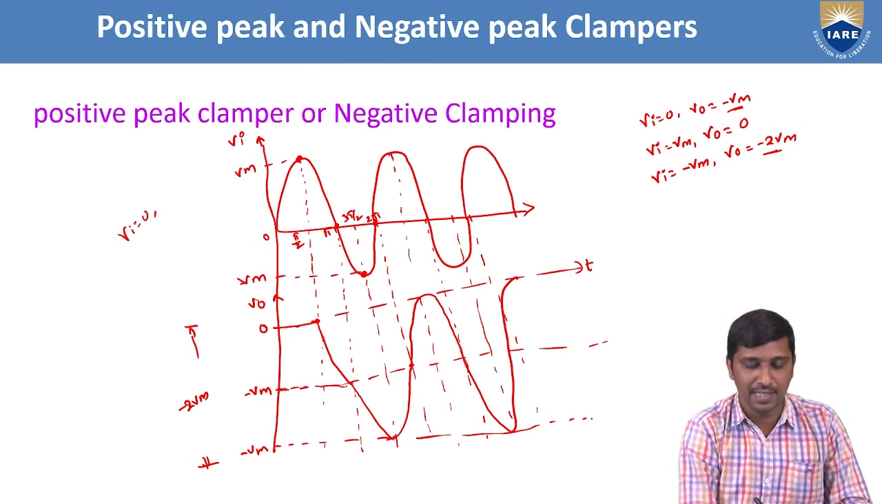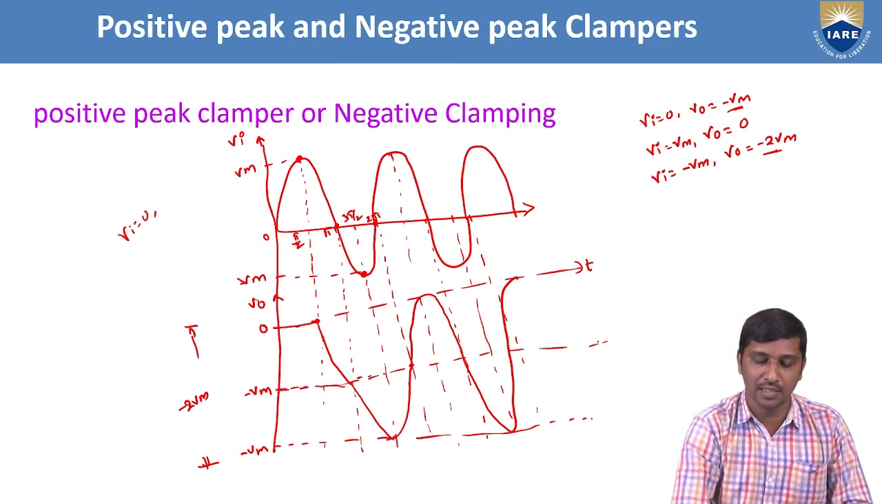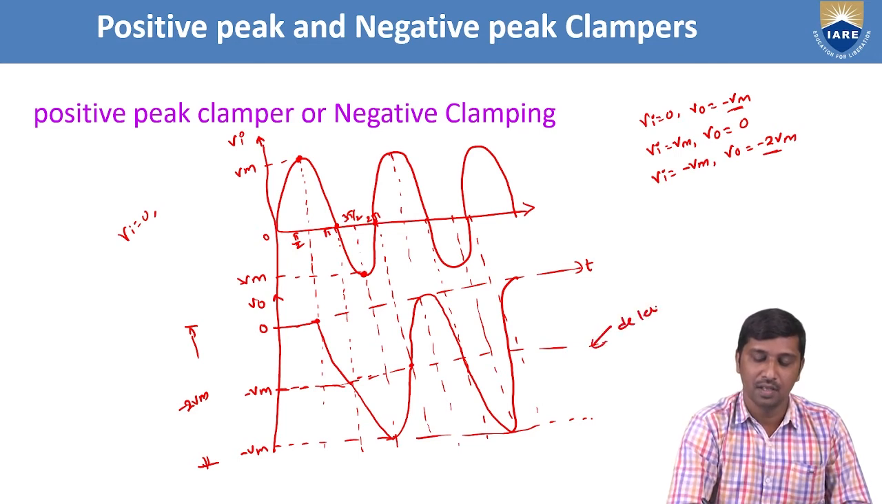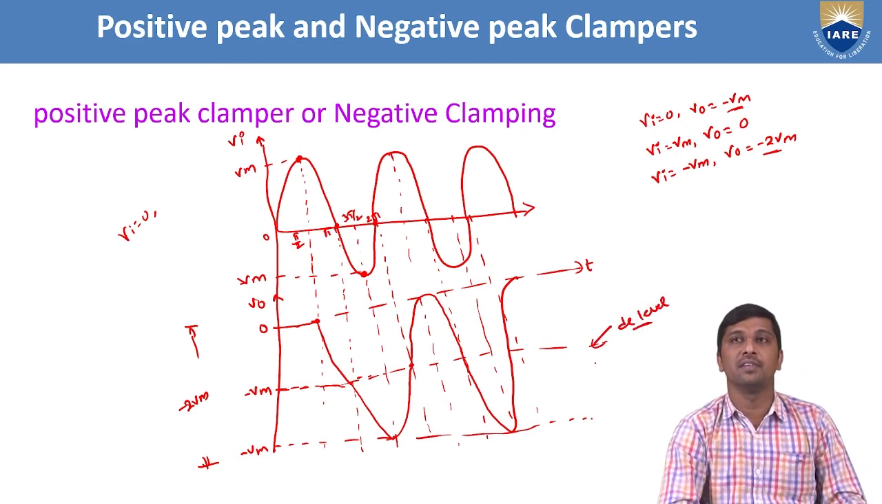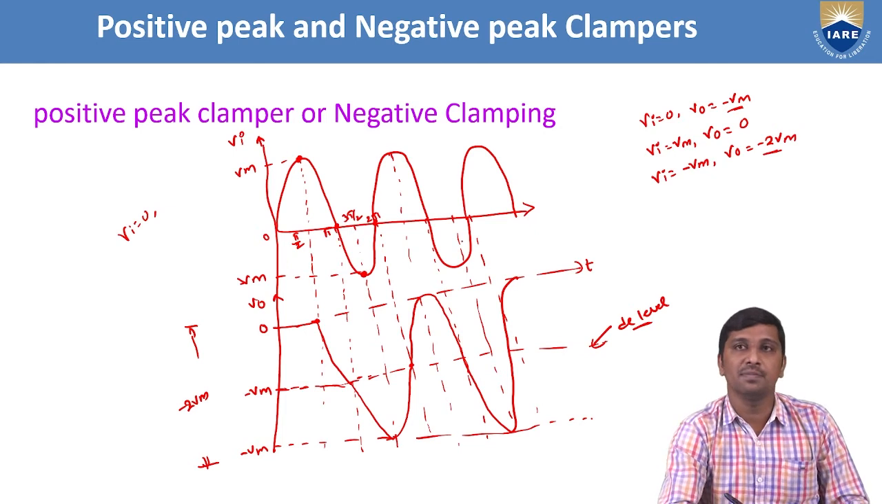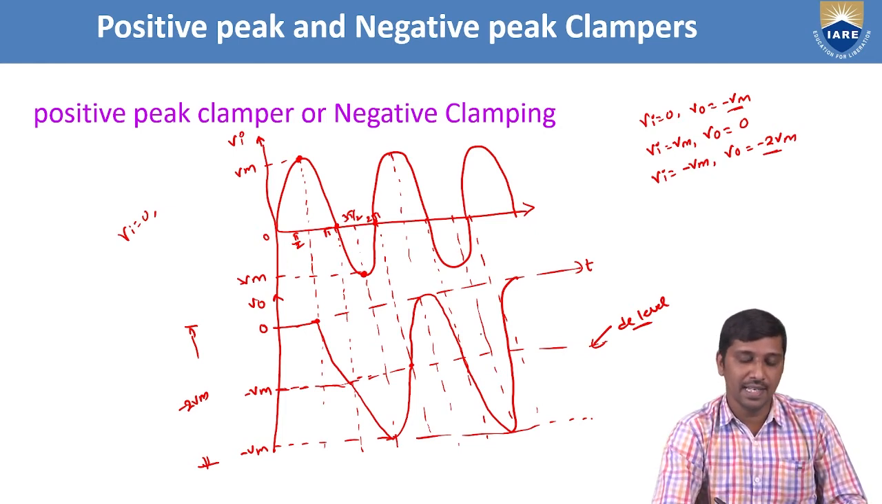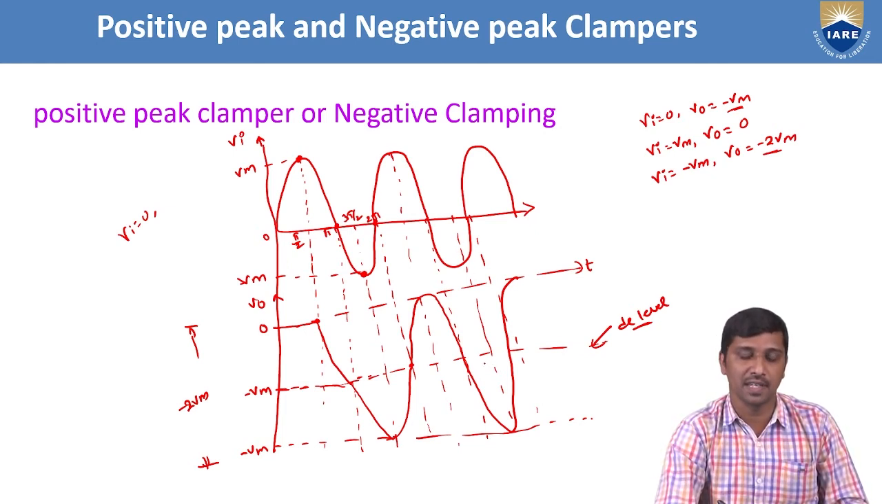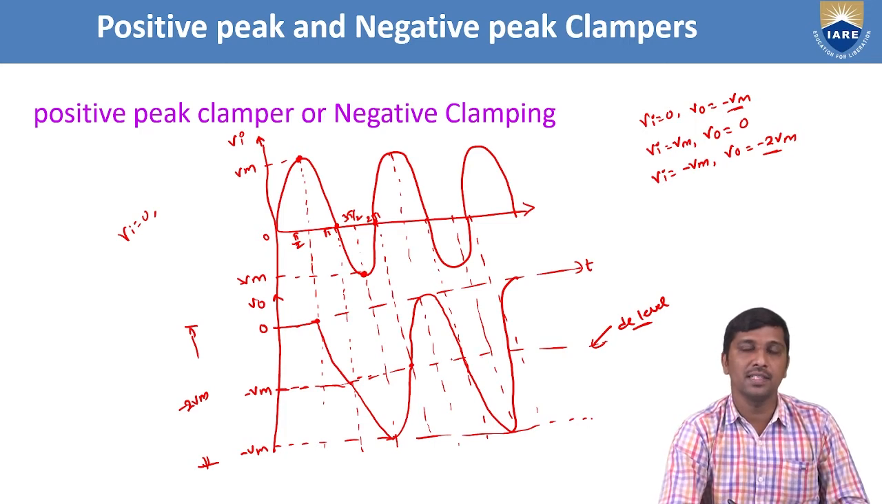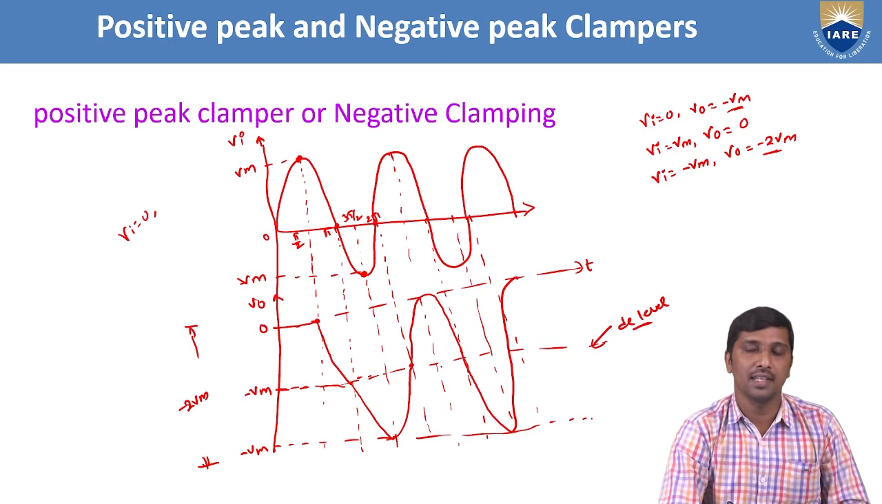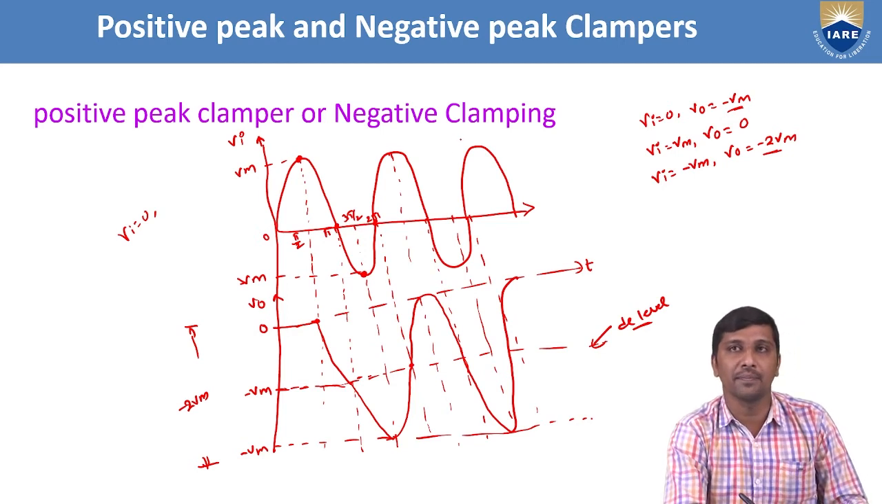Hence, the DC level is now adjusted with respect to your given input signal at minus Vm. So where is the DC level here? The DC level is adjusted at the negative portion. That is the reason this type of clamping circuit is called negative clamping.